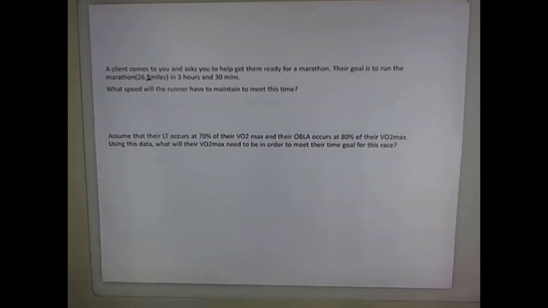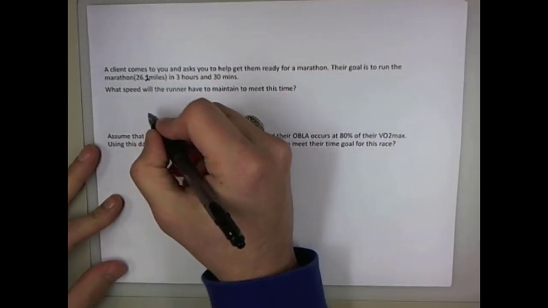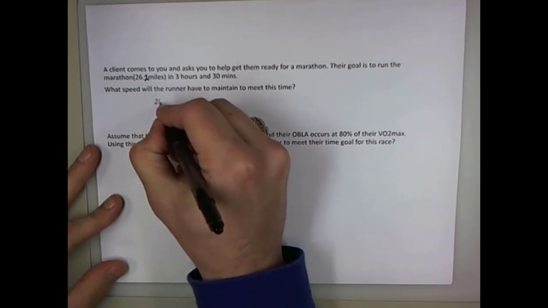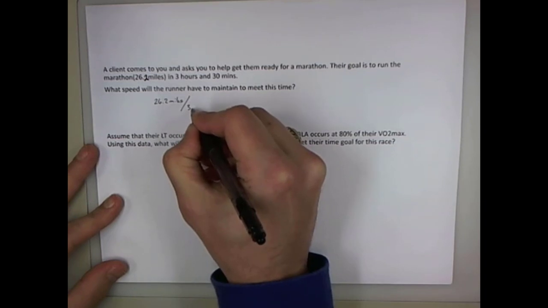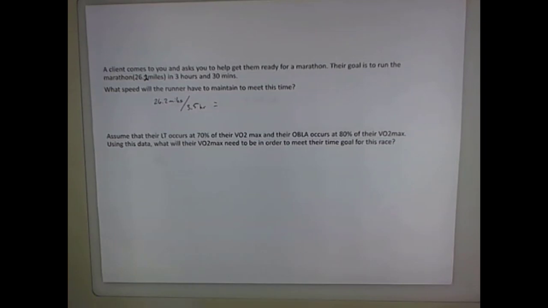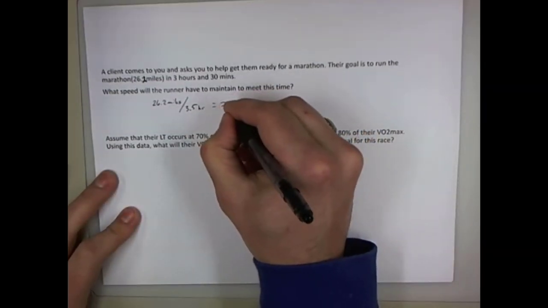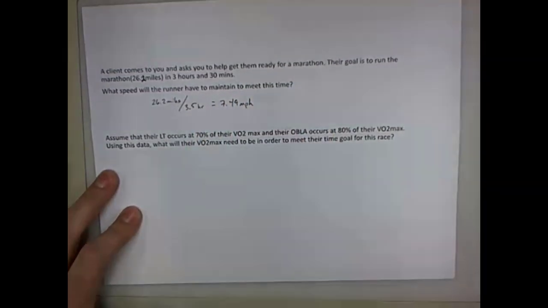So the first thing that we need to do is say, what speed will the runner have to run to maintain this time? To do that, we're going to take the distance divided by the time that they want to run it in, in order to convert to miles per hour. So 26.2 miles divided by 3 hours and 30 minutes, which is 3.5 hours, gives us 7.49 miles per hour. If they run 7.49 miles per hour, they'll complete a 3.5 hour marathon.